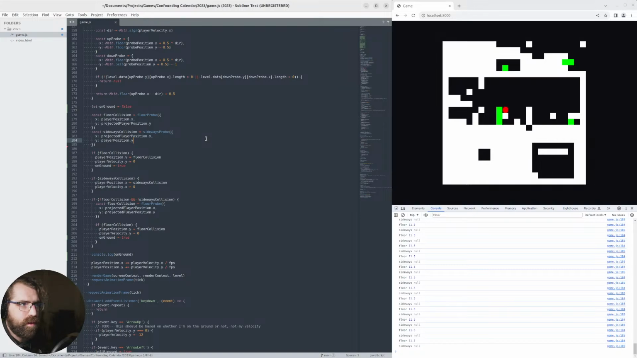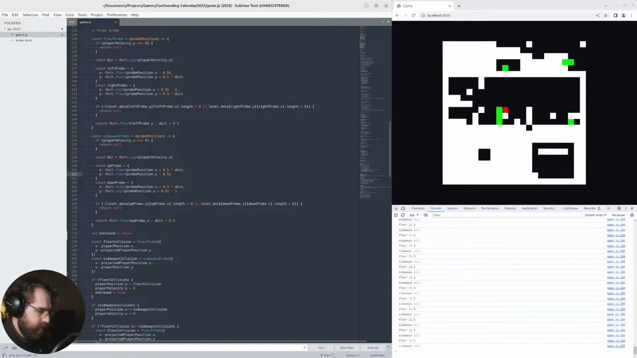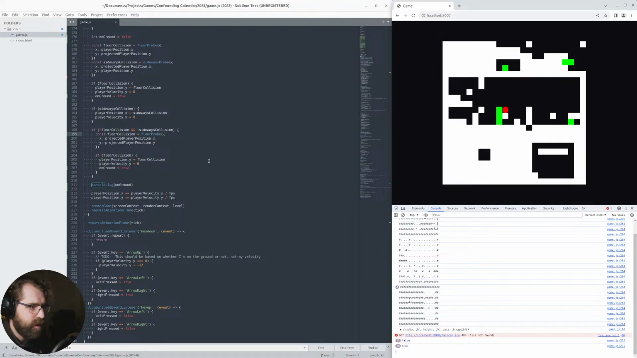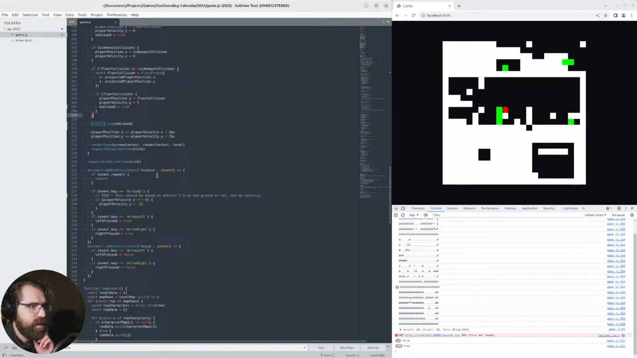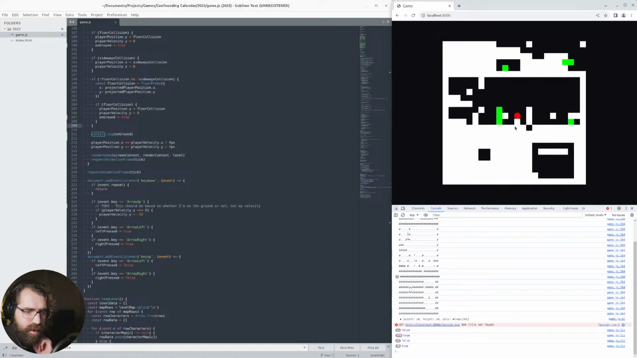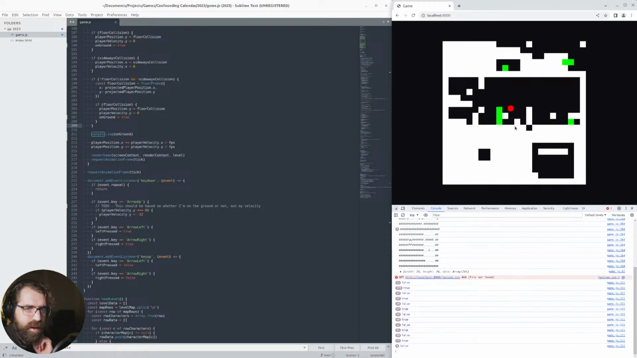Why are they not going? Was it not those? Are there others? Nope. Ah, okay, just have to do a hard refresh, sure. So we're on ground, yes. We're not on ground, we're on ground. False, true, okay, that seems to be working perfectly.